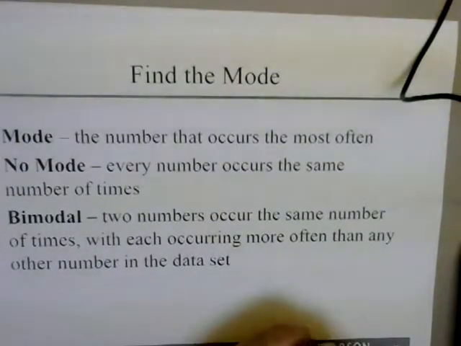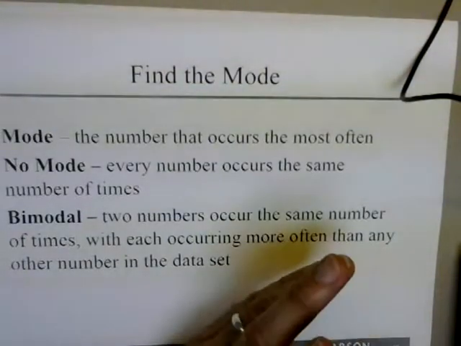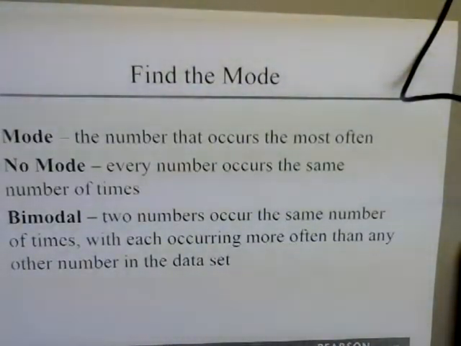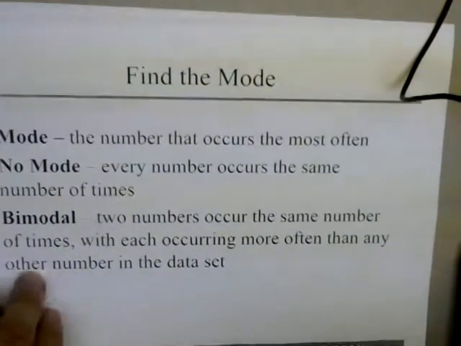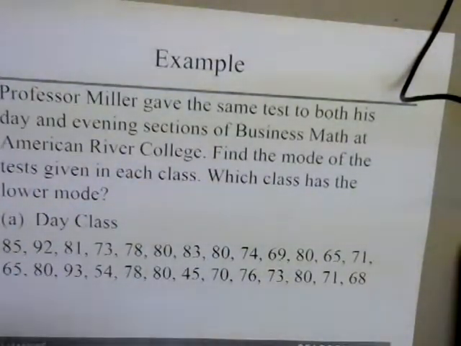The mode then is the number that occurs most often, and so it's possible that you could have no mode if every number occurs with the same frequency. Something is bimodal if it has two numbers that occur with the same frequency. So let's look at an example here.